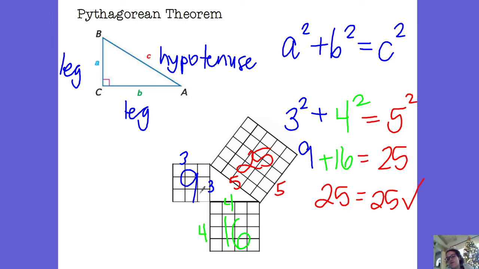So this is just a visual representation of that. If you were to take the sides of a right triangle and then extend them out and create these squares, you could literally just count up all the boxes, add them all up, and the blue squares plus the green squares would add up to the red squares.